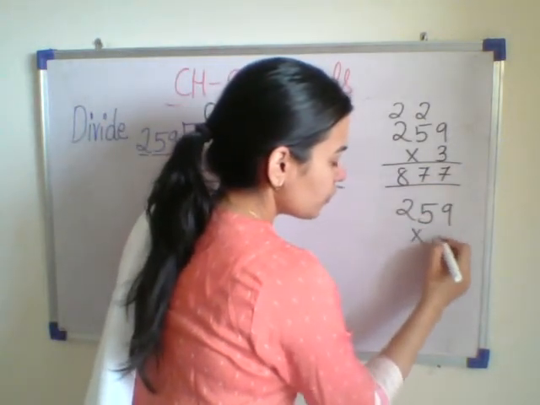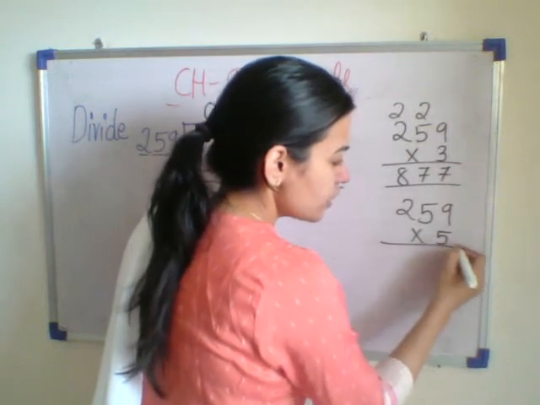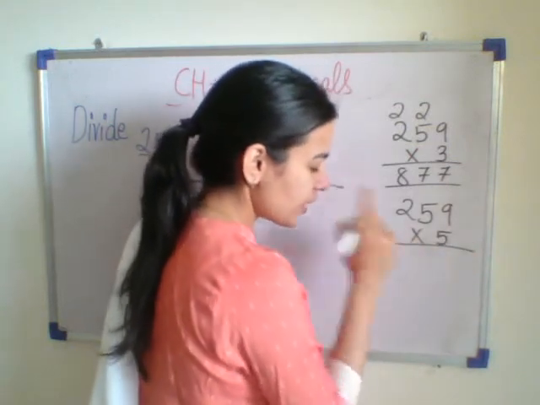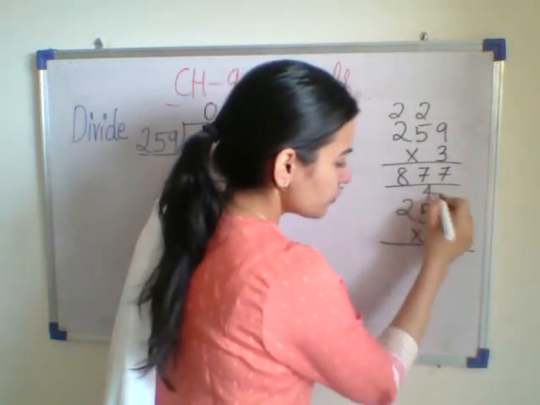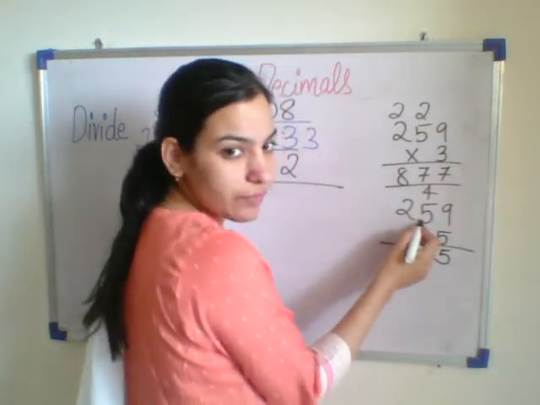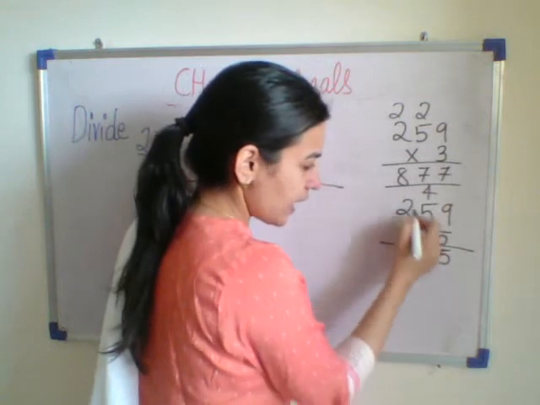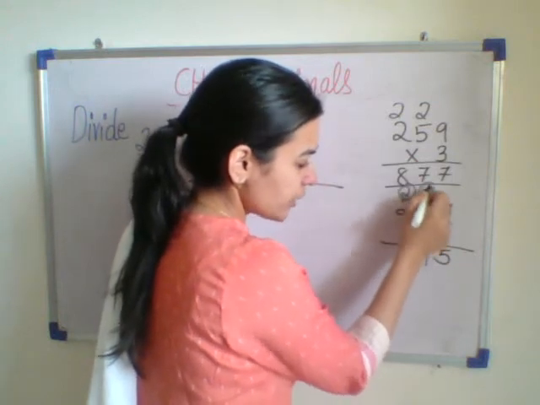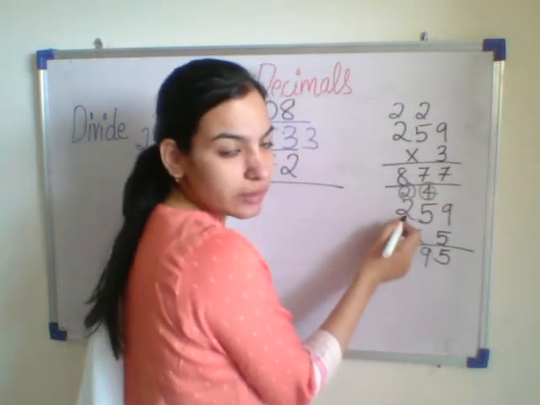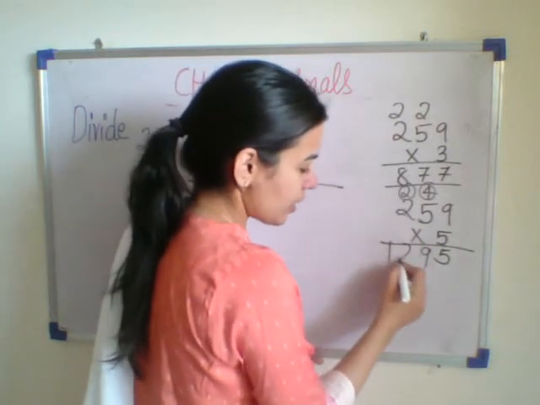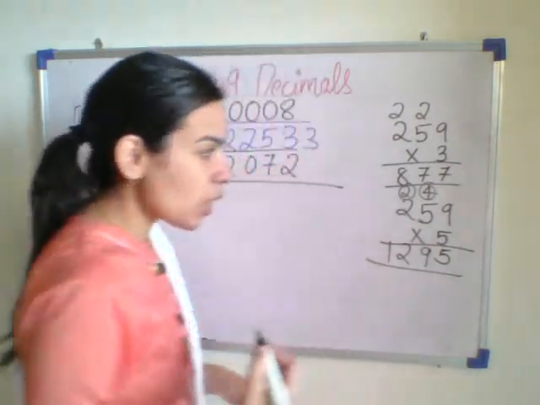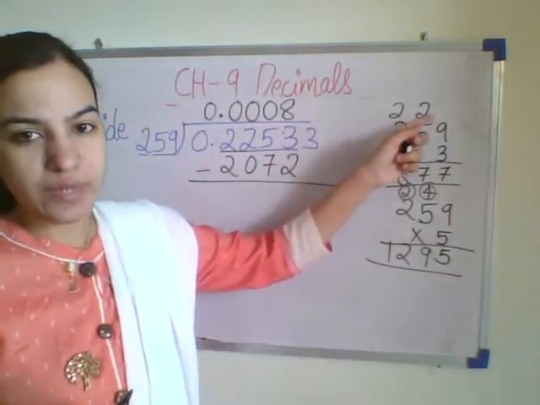If you want to know 259 fives, 5 nines are 45, 5 and 4 moves to the carry, 5 fives are 25, 25 plus 4 is 29, 9 and 2 moves to carry, 5 twos are 10 and 10 plus 2 is 12. So like this you can recall the table of 259 in the rough.